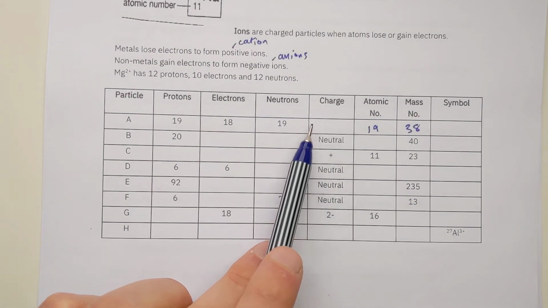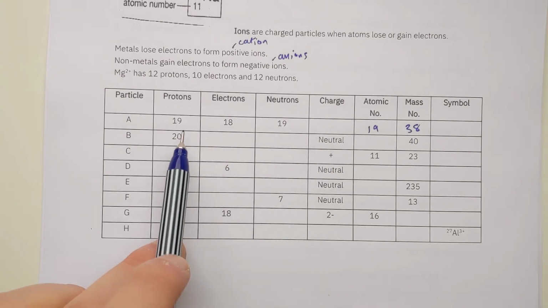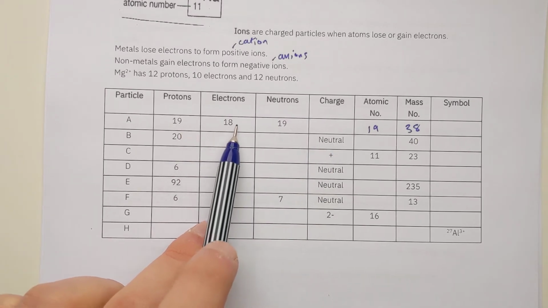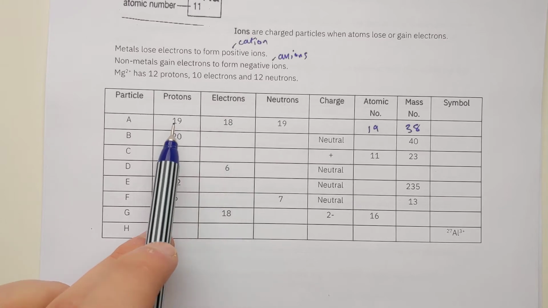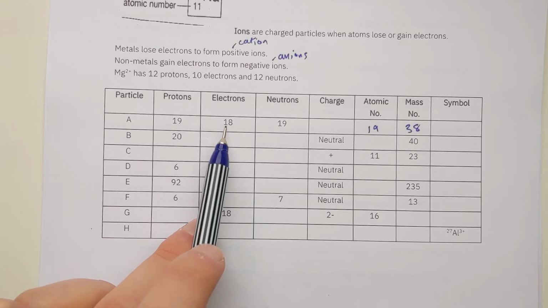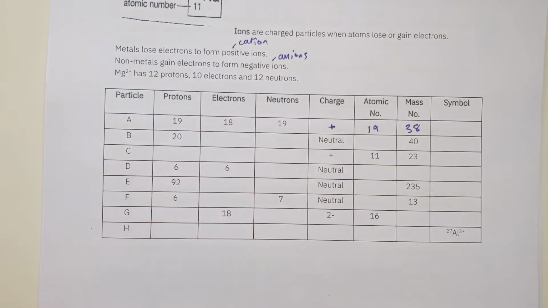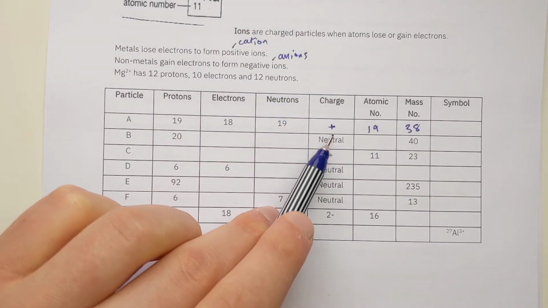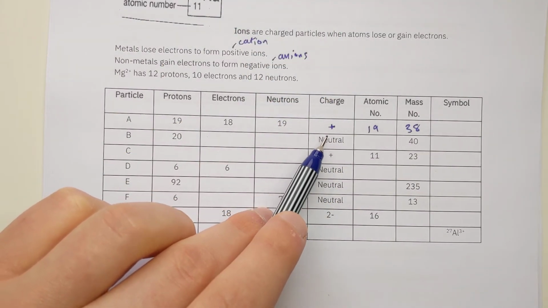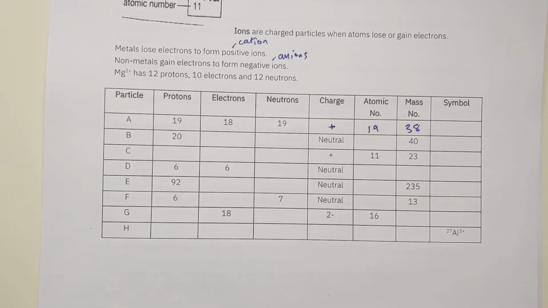Charge would be the next thing I'd fill in. So we've got 19 protons, 18 electrons. So there's one fewer electrons than there are protons. So we're missing one. If you've lost an electron, you're going to have a plus charge. It's just a plus. Again, same as GCSE, if it's just a 1 plus or 1 minus, generally you don't put the 1 in. Only if it's a 2 or a 3, you put it in.